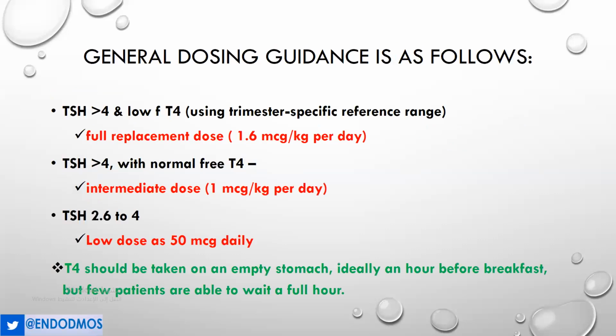General dosing guidelines: TSH more than 4 with low free T4, using the trimester-specific range, the replacement dose is 1.6 microgram per kg per day. TSH more than 4 with normal free T4, an intermediate dose of 1 mcg per kg per day can be given. And for TSH between 2.6 and 4, maybe you can use 25 to 50 mcg daily.